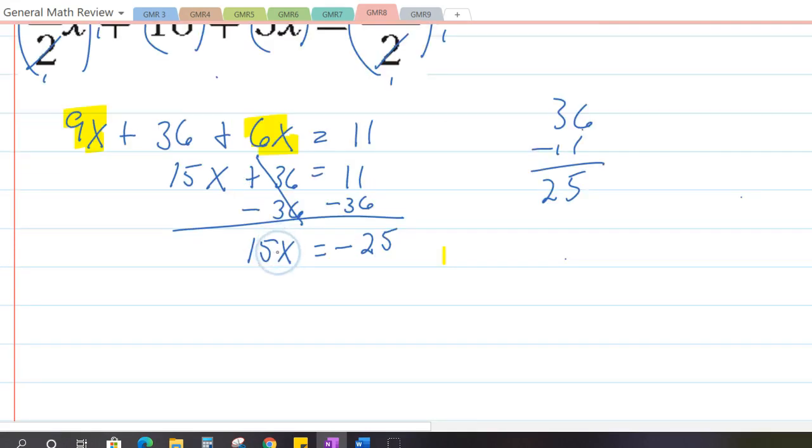The opposite of multiplying by 15 is to divide by 15. What I do to one side of the equation, I always do to the other. On the left-hand side, the 15 divided by 15 cancel out, leaving me with x is equal to. Well, 25 over 15 does not divide, but I always look, can I reduce? On top and bottom, I have a 5. Divide by 5, divide by 5. When I reduce that, 25 divided by 5 is 5, 15 divided by 5 is 3. And don't forget your negative sign.